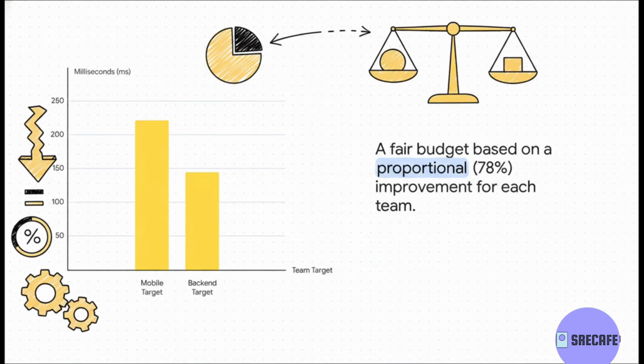So how do you split that shared budget? Well, a really common and pretty fair way to do it is to ask for proportional improvement. That 369 millisecond target is about 78% of the current total. So we go to each team and say, we need you to reduce your part of the latency to 78% of what it is today. And just like that, you get clear, distinct, and most importantly, controllable targets for each team. 222 ms for mobile, 145 ms for backend.